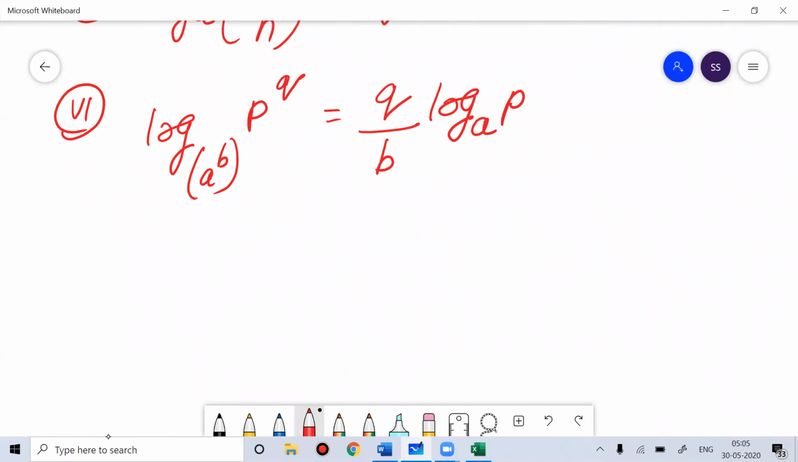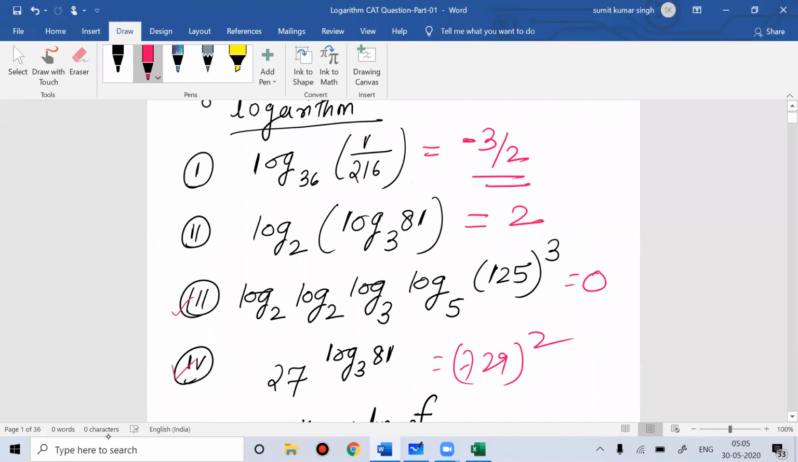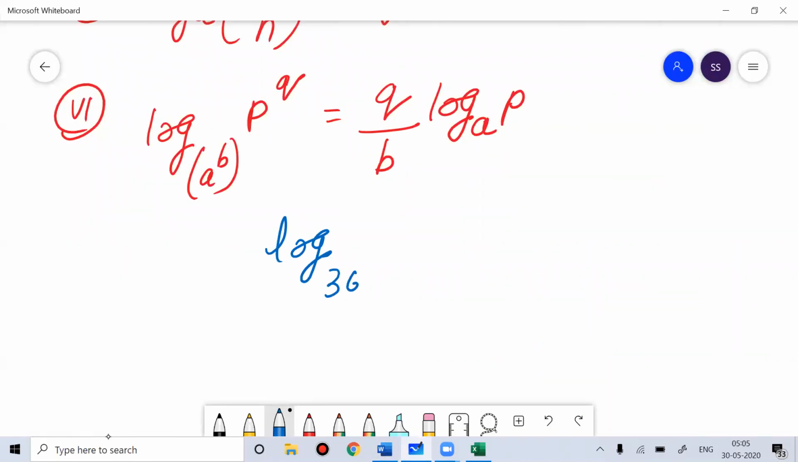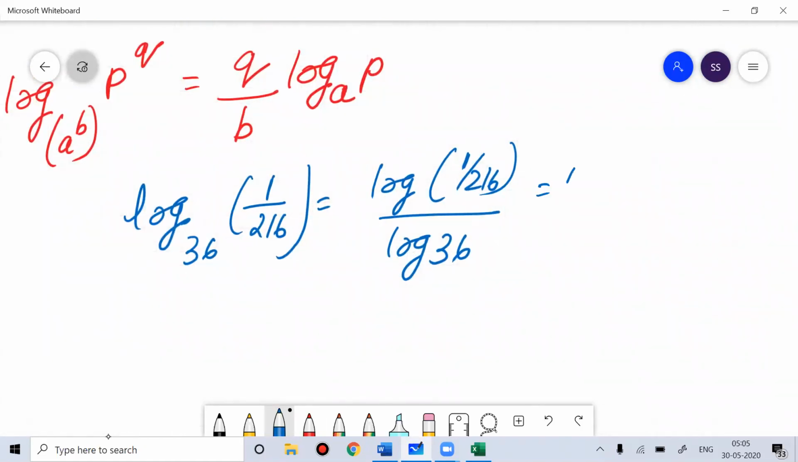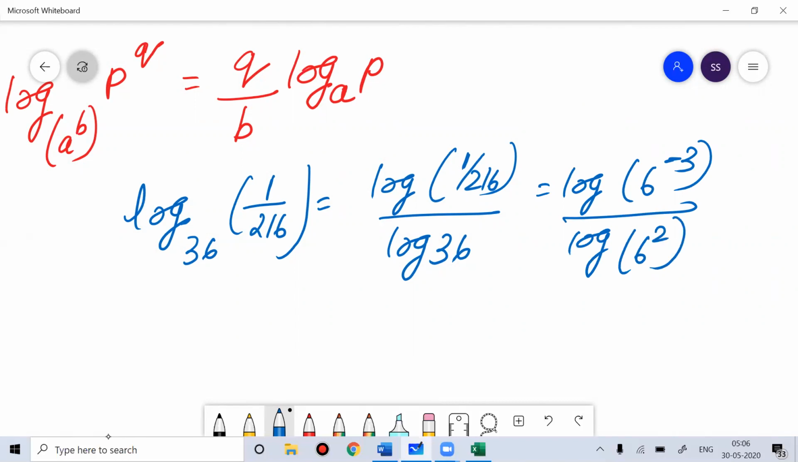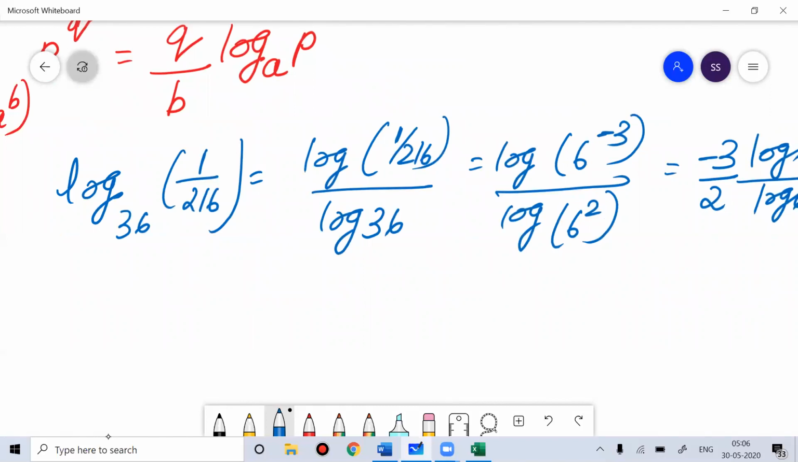You can understand this with this question only. Suppose you want to solve log of 1 by 216 to the base 36. You can write this as log of 1 by 216 divided by log of 36. Log of 216 is nothing but 6 to the power 3, so 1 by 216 is 6 to the power minus 3, and 36 is nothing but 6 to the power 2. Ultimately, this will give you minus 3 by 2 times log of 6 by log of 6. Then you'll get the answer minus 3 by 2. So very important thing, if you remember, I started the class with that only.